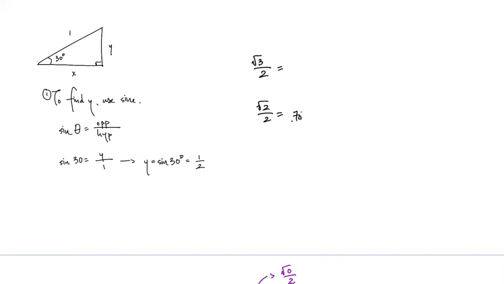I think this is 0.707-ish. This is like 0.866-ish. Okay. Yeah, but that's where those come from. The calculator is just giving you a rounded answer, so to speak. But if you write root 3 over 2, you'll get the exact answer. Okay. Cool. Great question, though.